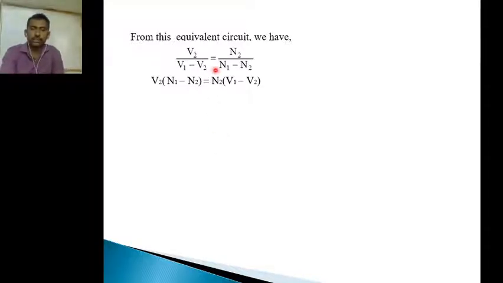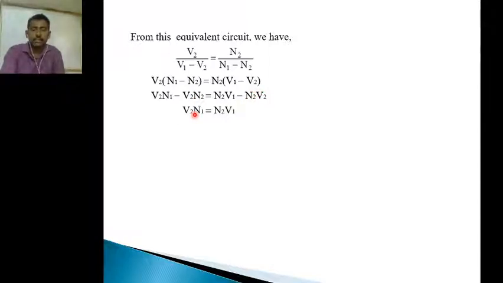If you do the cross multiplication, then V2 into N1 minus N2 is equal to N2 into V1 minus V2. Then V2 N1 minus V2 N2 is equal to N2 V1 minus N2 V2. So if you cancel these two, what are those two? V2 N2 here, V2 N2 here.